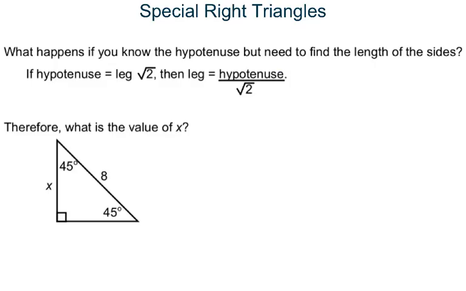Now, notice on those examples, we knew the value of the leg, the length of the leg, and we were trying to find the hypotenuse. Here it says, what happens if you know the hypotenuse, but need to find the length of the sides? Well, if our formula is hypotenuse is equal to the leg times root 2, then if we wanted to get the leg by itself in this formula, we would divide both sides by root 2. Notice again, we would divide this by root 2 to cancel out, which we're allowed to do as long as we divide this side by root 2, which then gives us this formula right here. You take your hypotenuse and divide it by root 2.